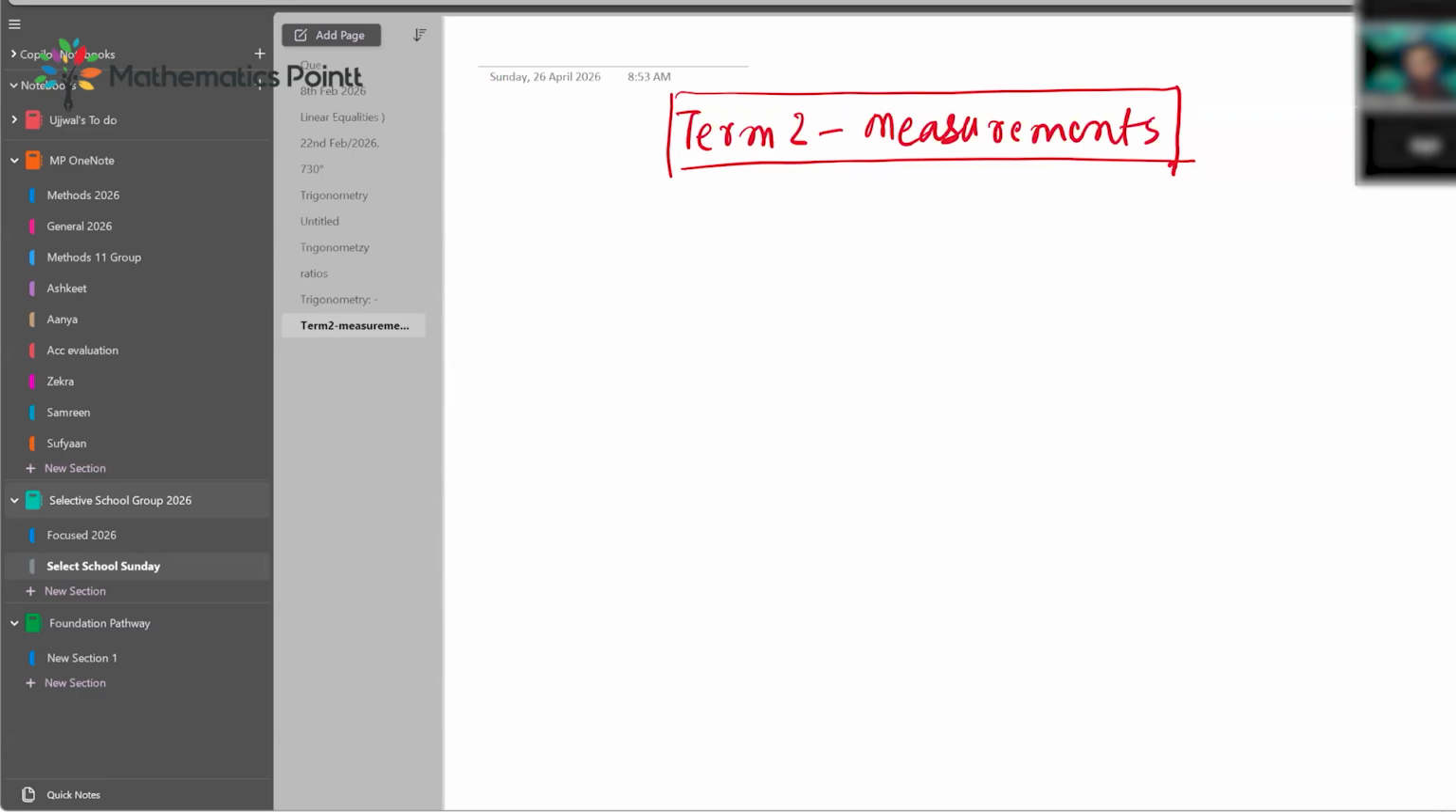Let's kick off. Measurements. So measurements means we are trying to measure. How do we measure? And what do we measure?